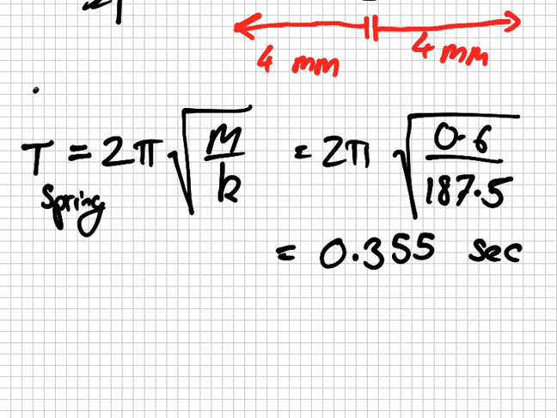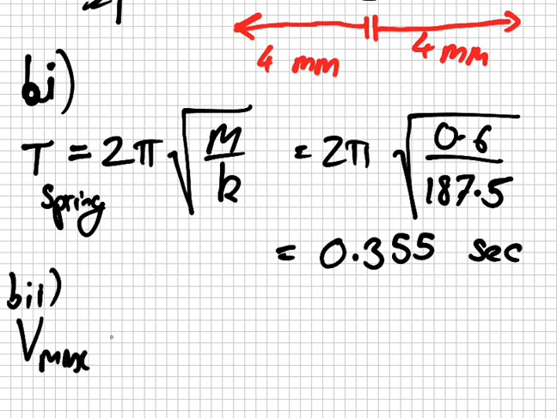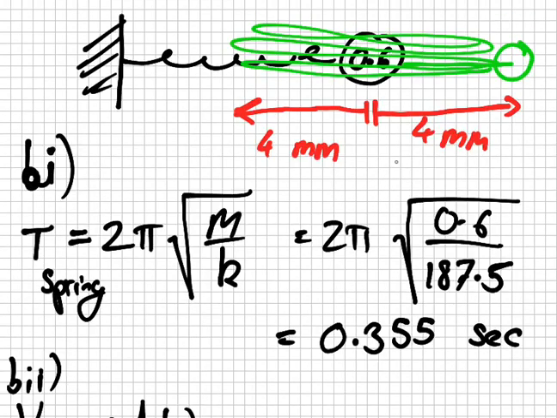Now the next part is they want to know the maximum velocity. So we have V max equals A omega. Do we know the A? What's the A here, the big A? 4 millimeters. That's the A. No, you see, the amplitude is always just like this, A and then minus A. Not 8, yeah.